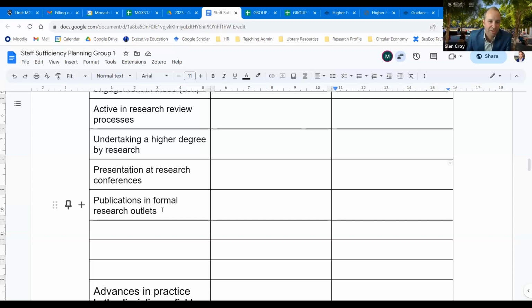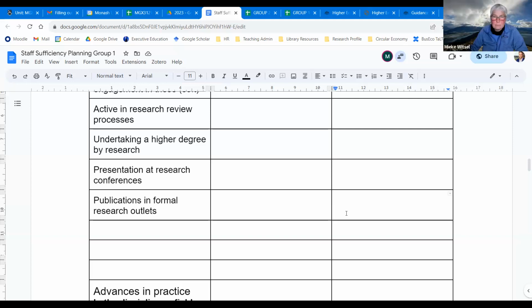If it's publications and formal research outlets, again, just as an example, it might be something that you see as nice to have rather than need to have, and therefore it might be rewarded. So it might be a certificate, or it might be an amount of money or something that's given to the staff member that does publish in those spaces.